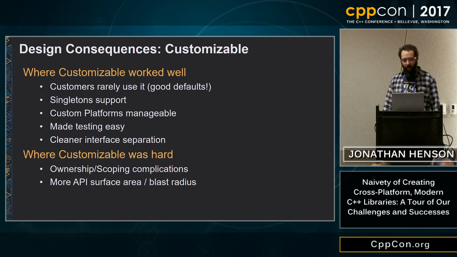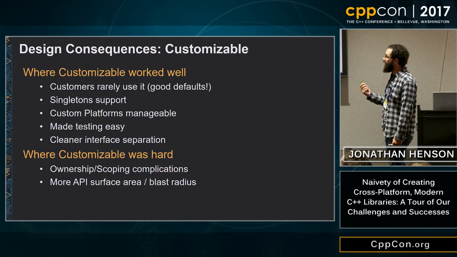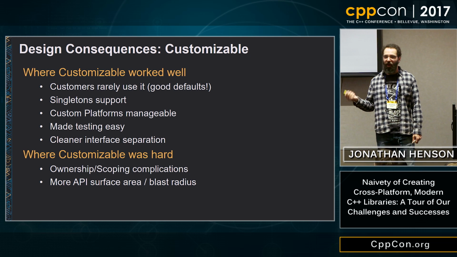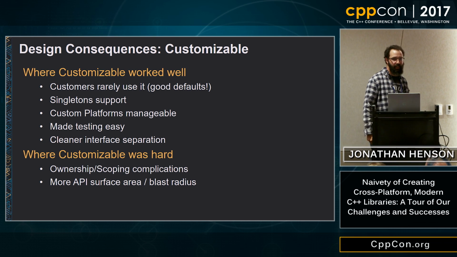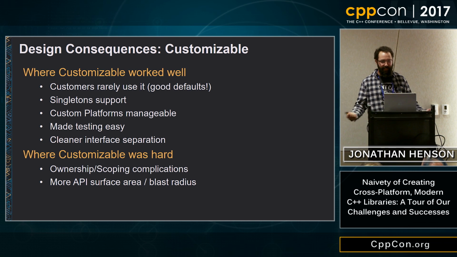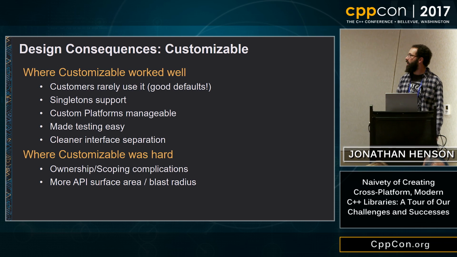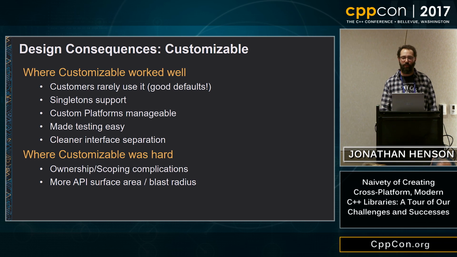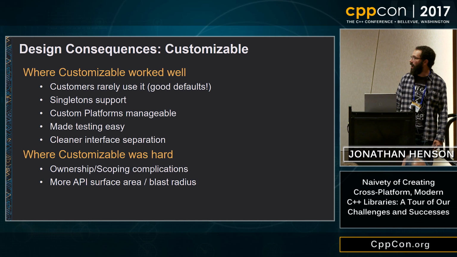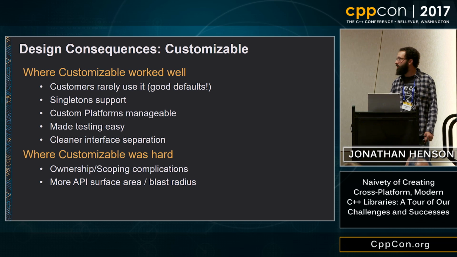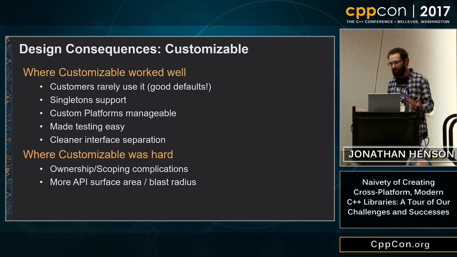Custom platforms, once again, they're manageable. If we didn't write the right implementation for that platform, it's easy to fix that mistake. Testing was really easy because we just stub out the interface and pass an instance to the constructor, and we can verify the behavior goes through the interface properly. And because of this, this results in cleaner interface separation, smaller classes.